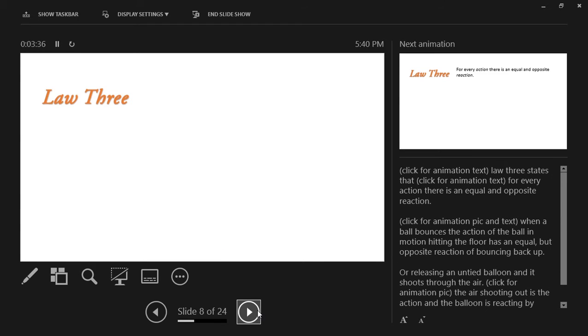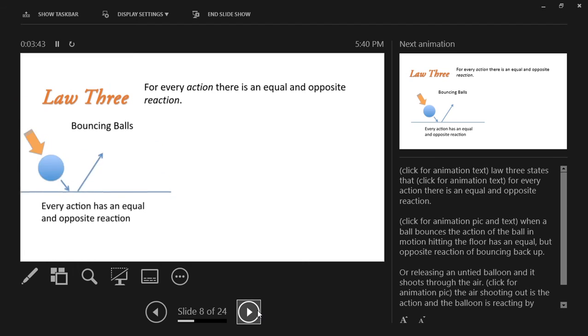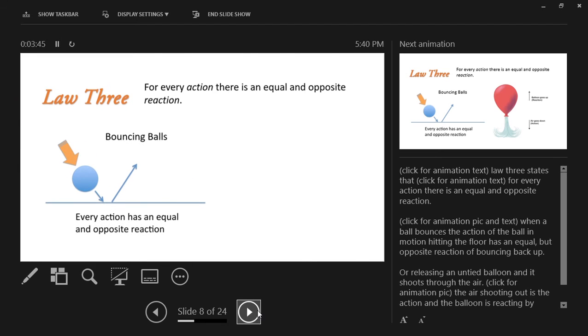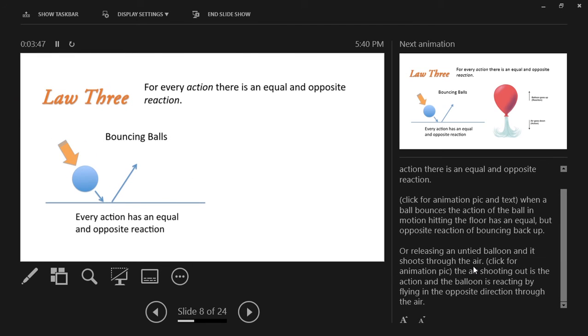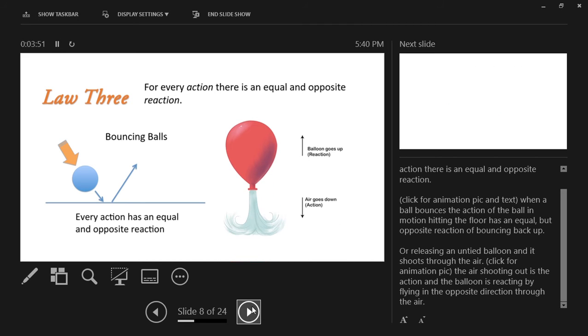Law 3 states that for every action there's an equal and opposite reaction. When a ball bounces, the action of the ball in motion hitting the floor has an equal but opposite reaction of bouncing back up. Or when you release an untied balloon, it shoots through the air. The air shooting out is the action, and the balloon is reacting by flying in the opposite direction through the air.